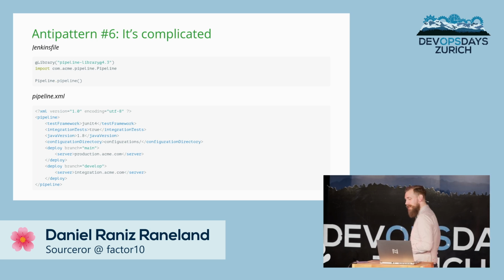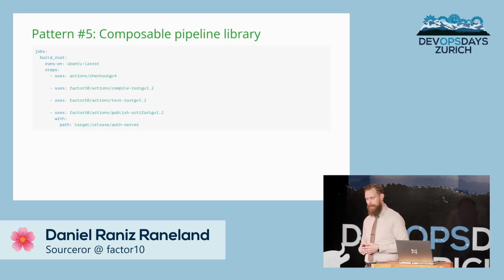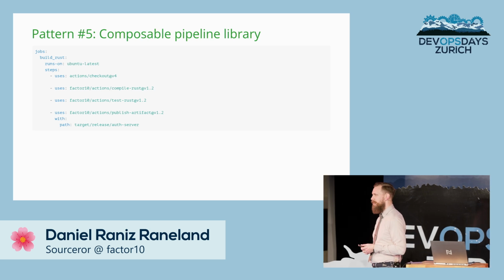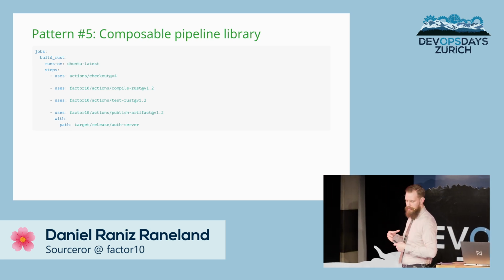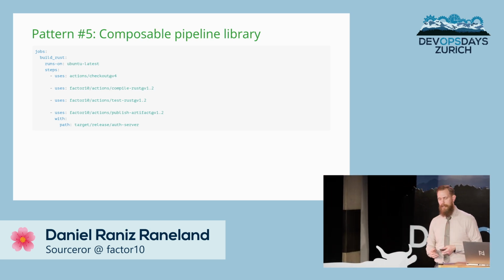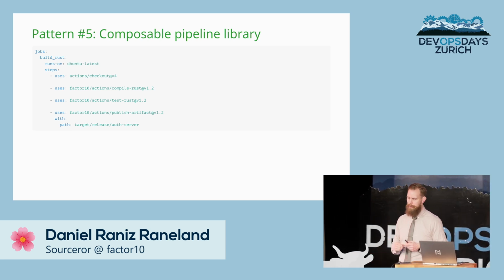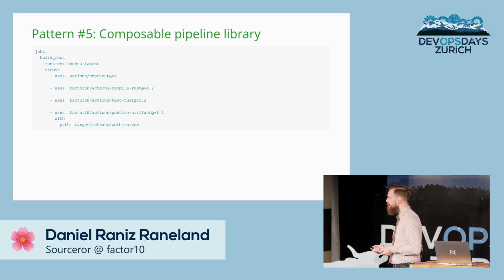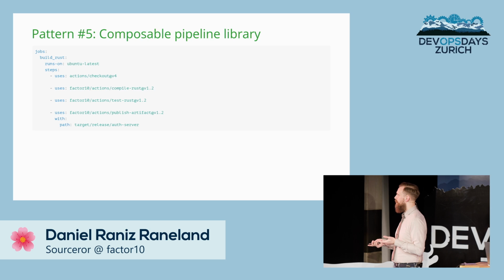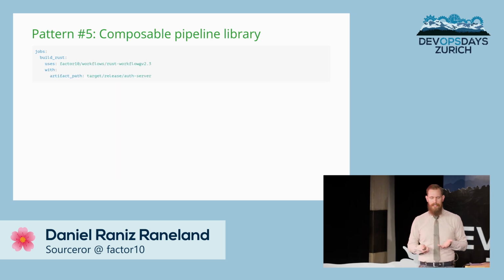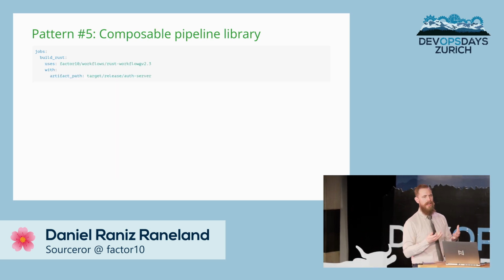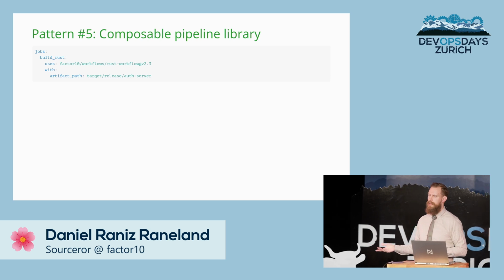What I think you should do instead is you should have composable pipeline libraries. Build actions that you can reuse. Here's examples for a Rust application where you break out the compile steps, the testing steps, and the publishing steps. And you can use this. You can even bring this into a composed pipeline where you can reuse the entire pipeline.